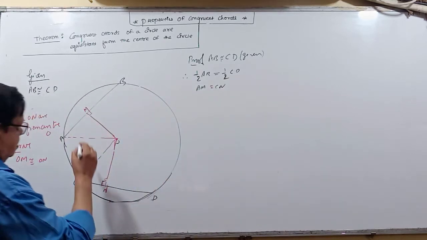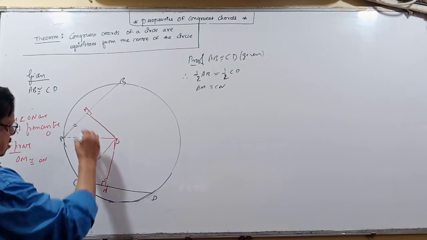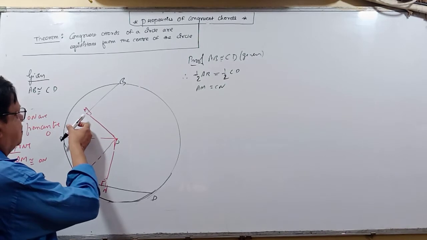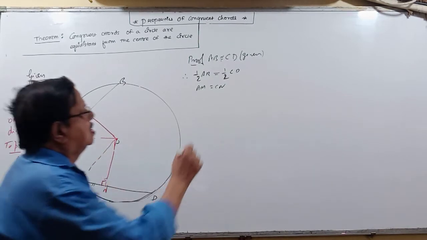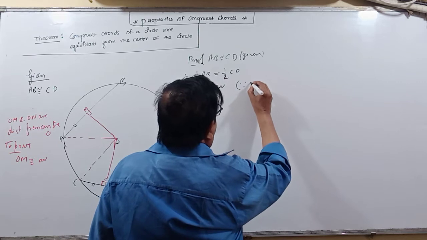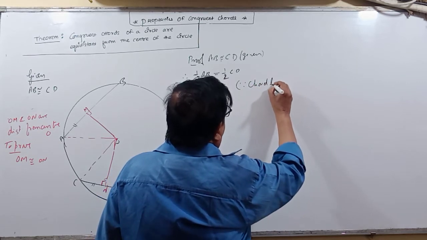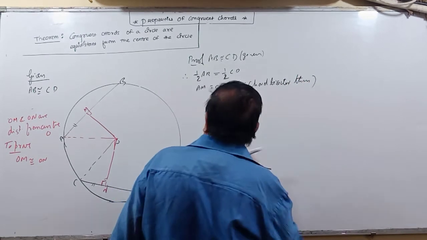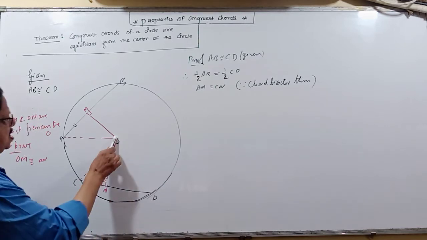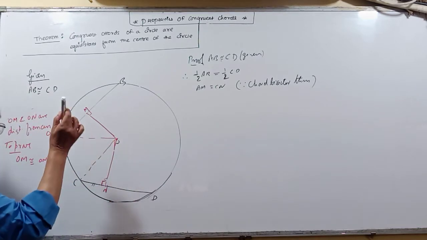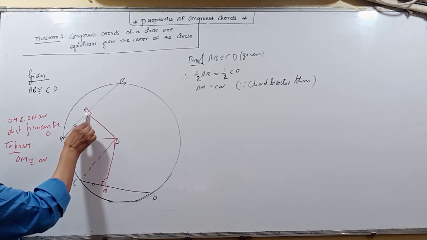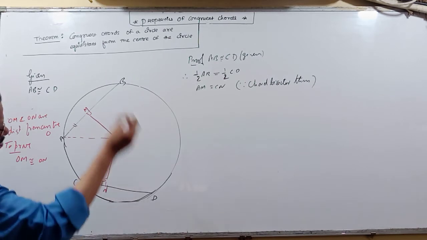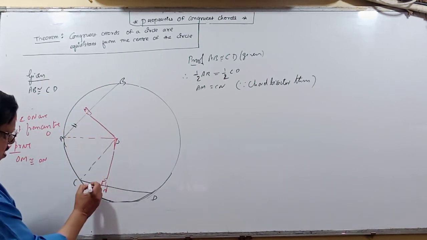So we have proved that this is congruent to this. Why half AB equal to AM? Because this is perpendicular. Here we write chord bisector theorem. What is chord bisector theorem? Line drawn from the center perpendicular to the chord bisects the chord. This is perpendicular to the chord. When it bisects the chord, this is equal to half of AB. This is equal to half of CD. So this is equal to this.